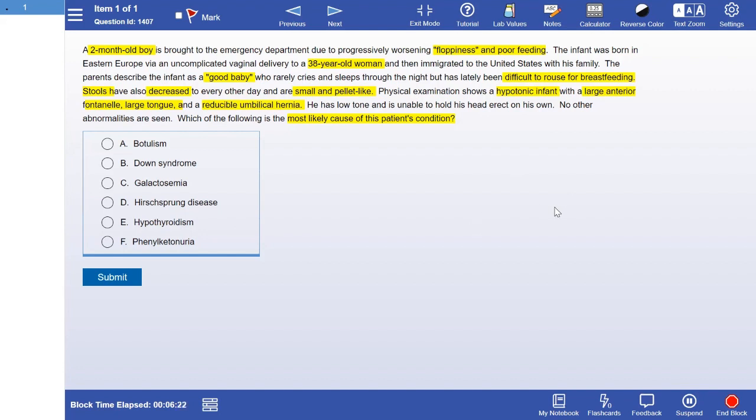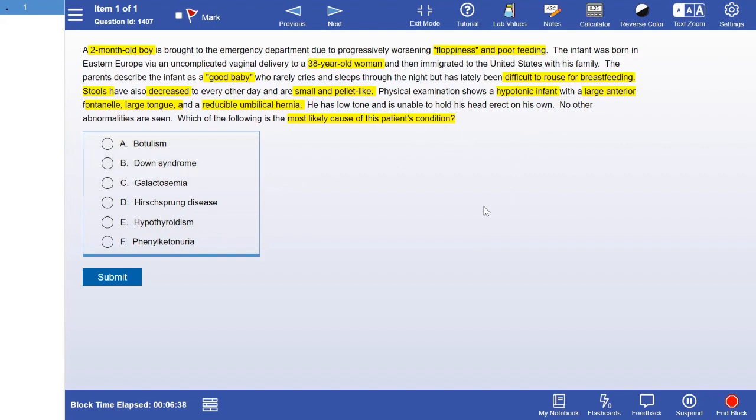Now, here you can see that when we combine all of these features, not just looking at this highlighted question, when we go through the options, then we know that, first we just encounter botulism, right? So in botulism, is there floppiness, right?